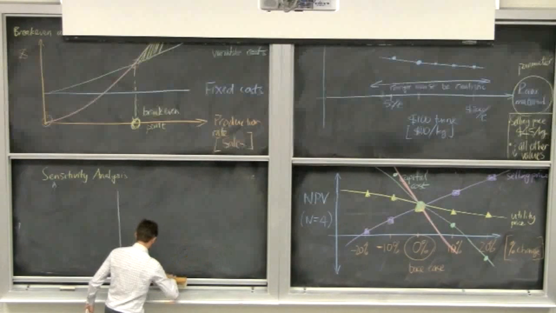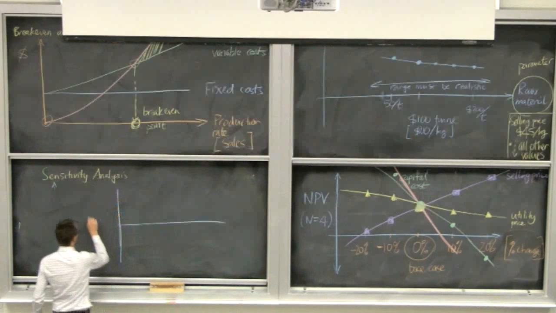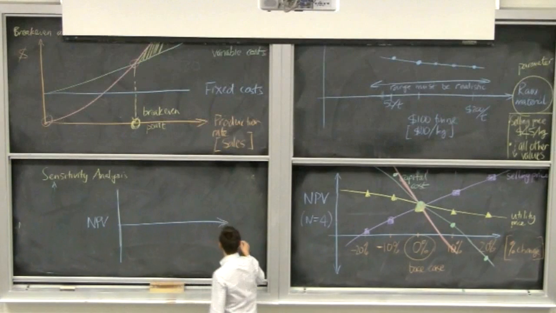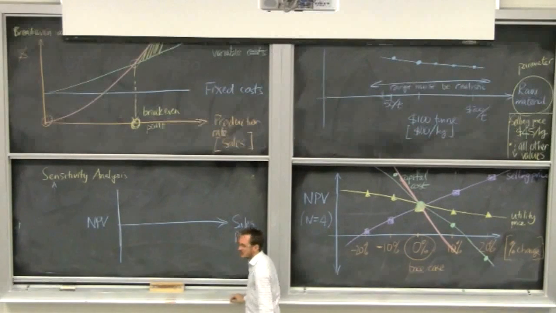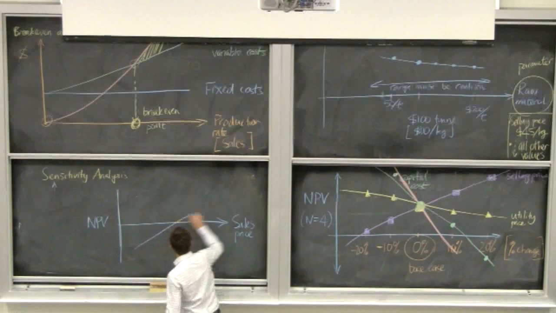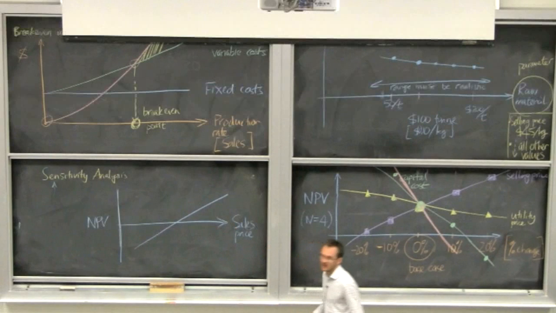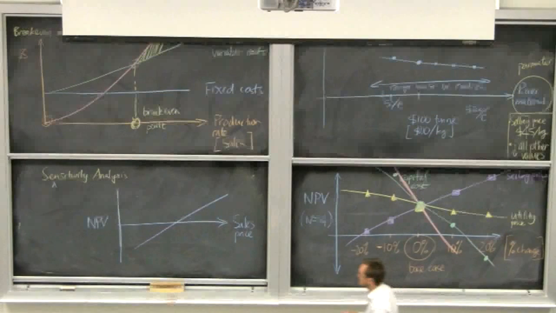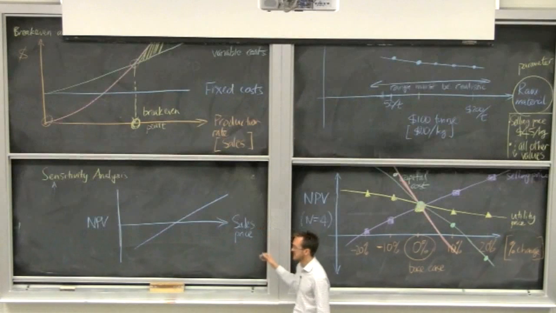I'll just illustrate it this way, perhaps. So if we're looking at NPV again, and this parameter here might be sales price, it might be that my sales price has this sort of curve. So as sales price gets higher, I make a greater NPV. But what I can do is overlay on top of that curve. This is not the percentage. Notice this horizontal axis is the sales price itself.